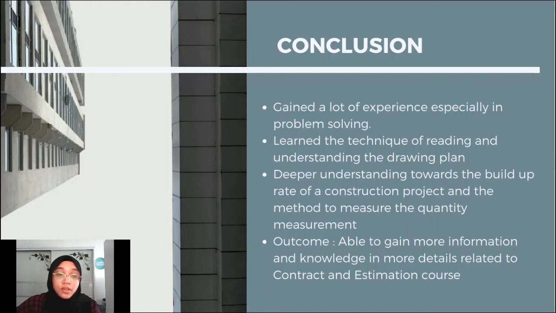So therefore we have counted 3 areas from the drawing plan. The outcome from this project is students are able to gain more information and knowledge in more detail related to this course, which is contract and estimation. And also with the help and advice from our lecturer, this project has been successfully completed and perfected. So that's all from us. Thank you.